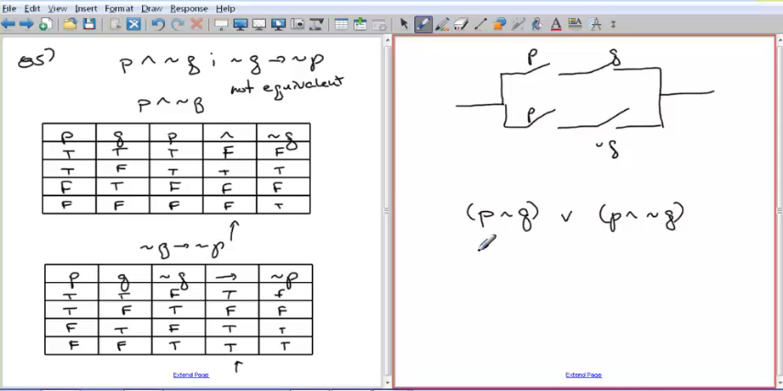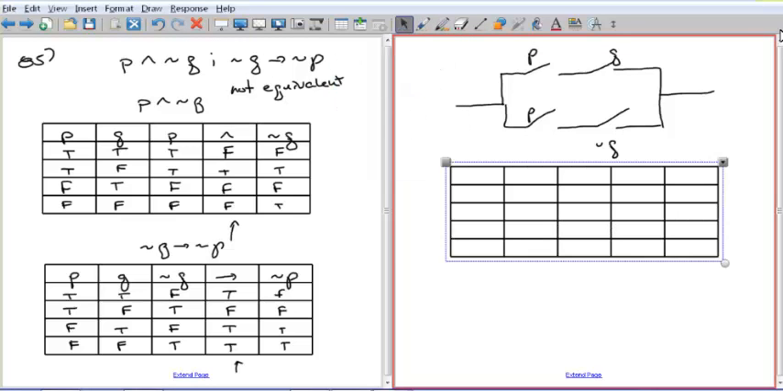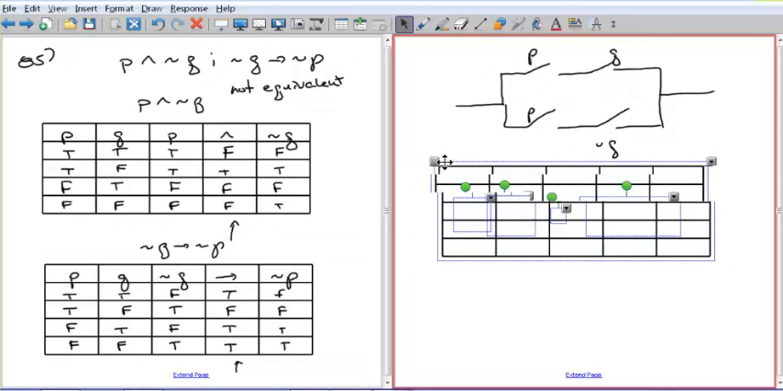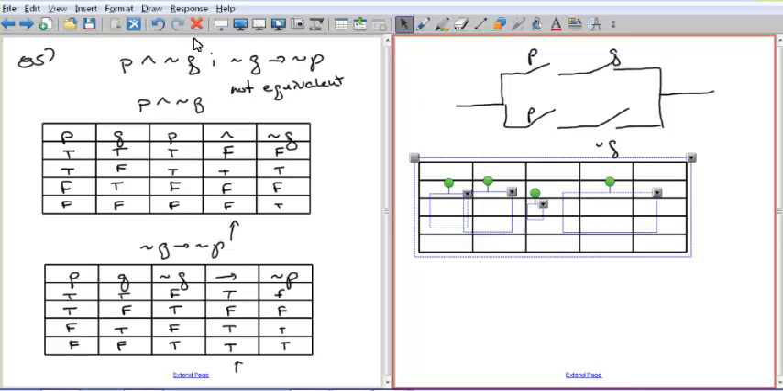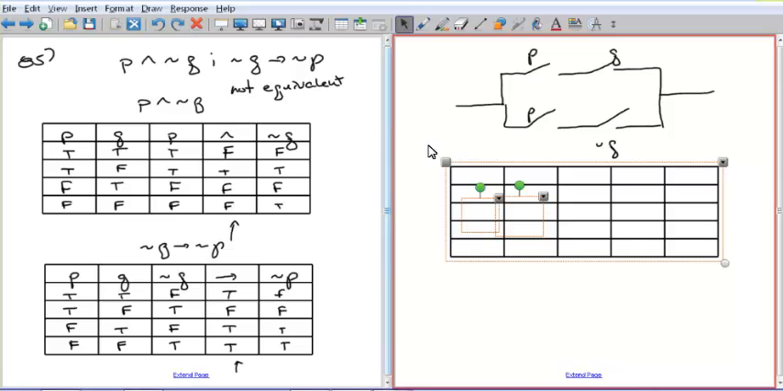Why is that? Well, if we did the truth table for it, what we'll probably end up with is true, true, false, false. So let's do this. So we get P and Q, 1, 2, 3, 4, 5, 6, 7. Let me undo that for a second. Okay.